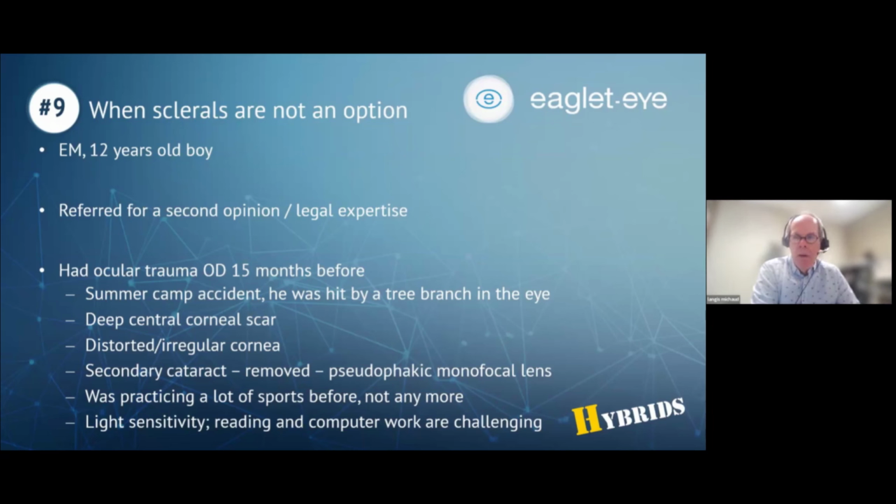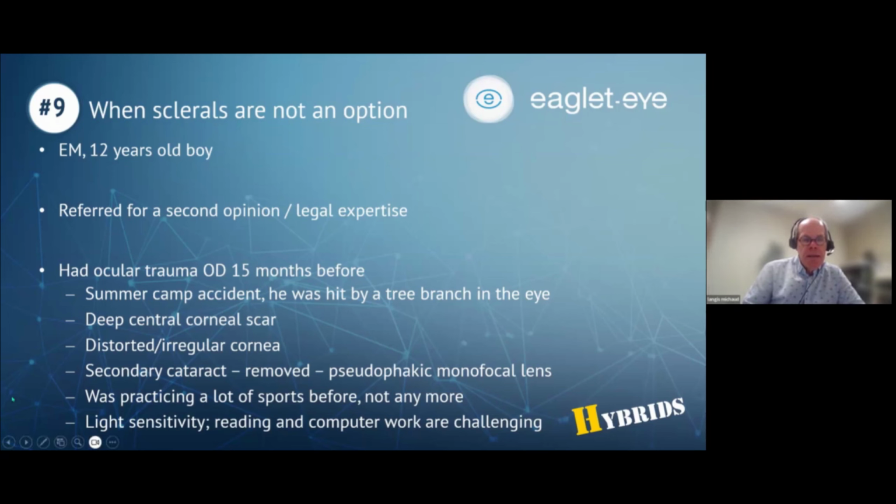The cornea was deeply scarred just in the middle of the visual axis. Obviously, the vision was not good because of that scar. And also the cornea was heavily distorted because of the sutures and the healing process that was involved. He was aphakic, obviously needing a high power lens.